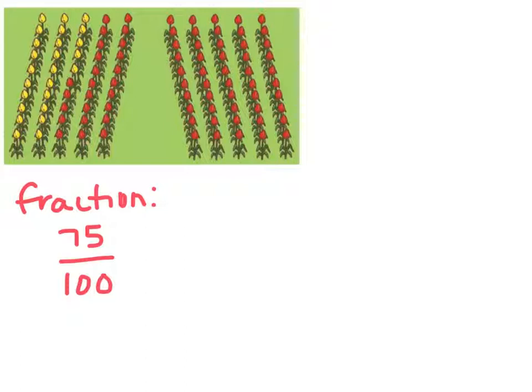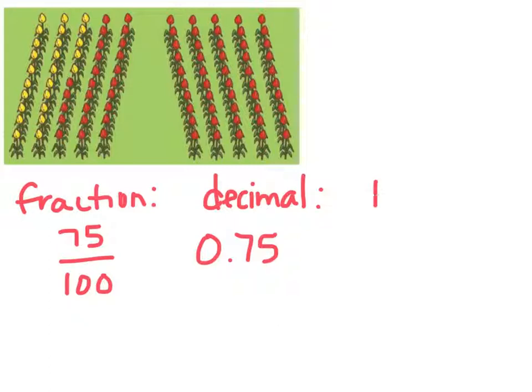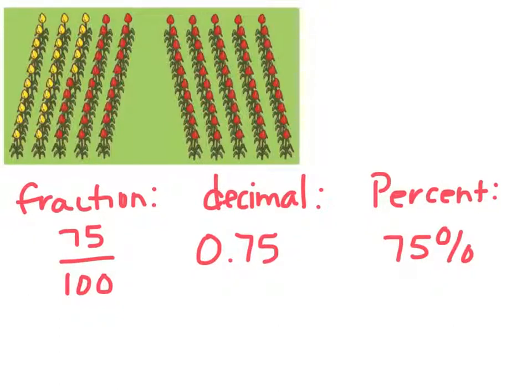The other way to write this relationship would be as a decimal. In decimal form, we would say we have 75 hundredths, or 0.75, tulips being red. Finally, we can write a percent. A percent would be 75% of the tulips are red. The word percent means out of 100. So what we're saying here is that 75 out of 100, or percent, of the tulips are red.